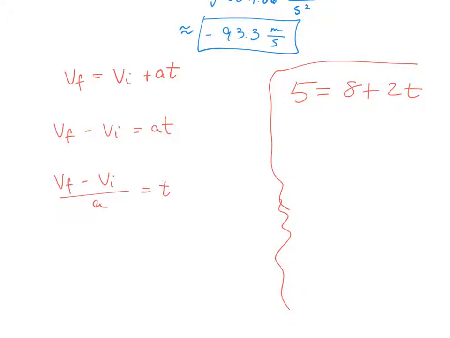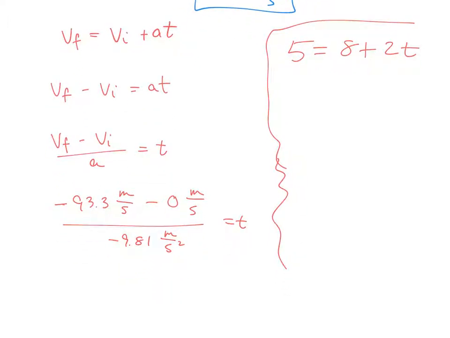If I plug in, I can plug in my final velocity of negative 93.3, which I just solved a moment ago, minus initial velocity all over acceleration. It'll give me a time of approximately 9.5 seconds.